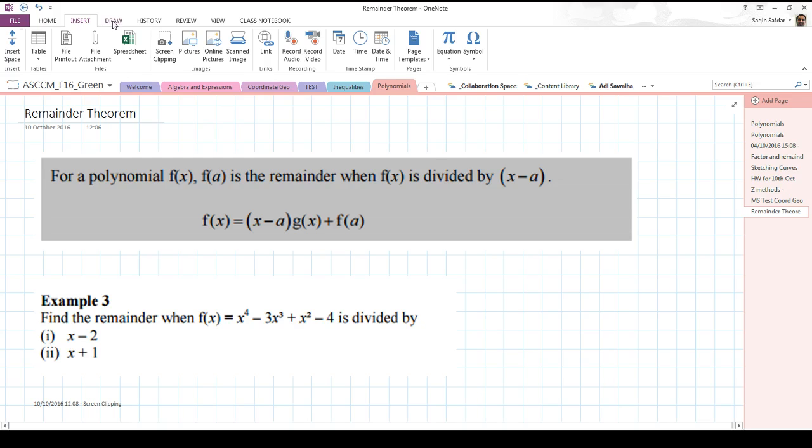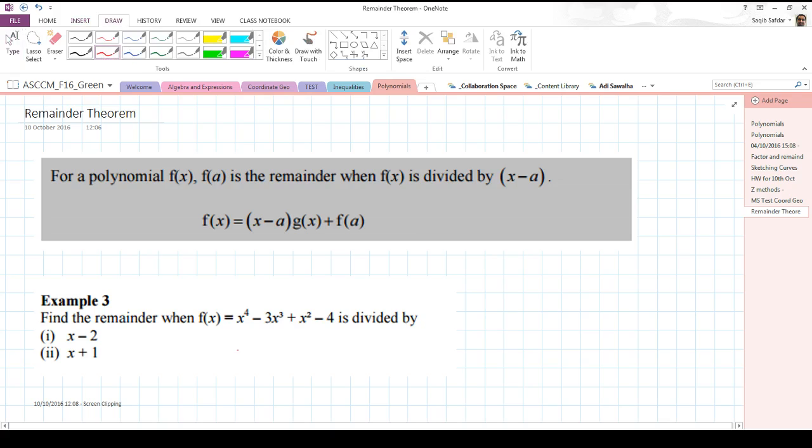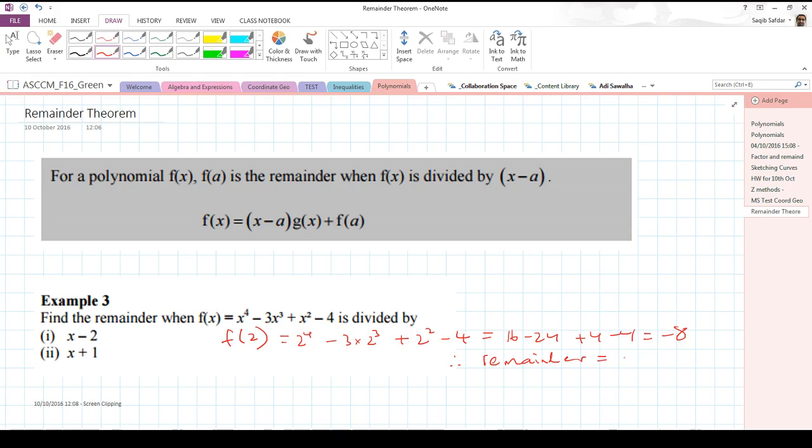Say we've got this first, example 3 part 1, x minus 2. So if I work out f of 2, that would be 2 to the power 4 minus 3 times 2 cubed plus 2 squared take away 4. If you work that out, anyone want to work that out? The calculator. So that will give us 16, 8 times 3 is 24, plus the 4, take away the 4, so that gives us minus 8, and therefore the remainder equals minus 8.